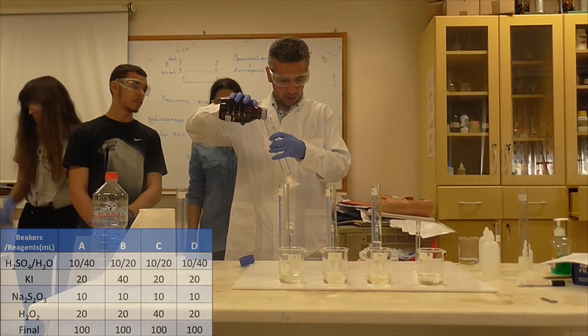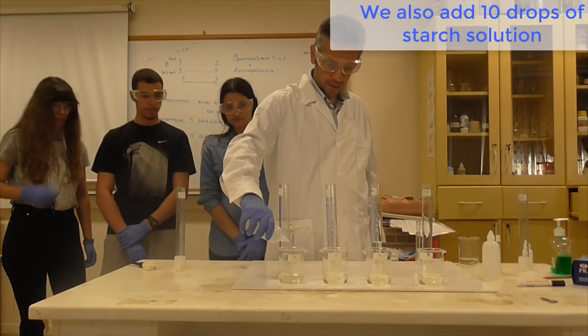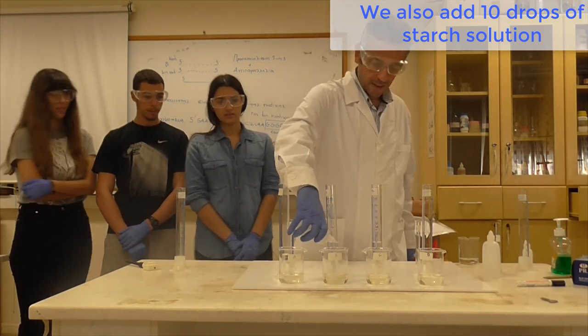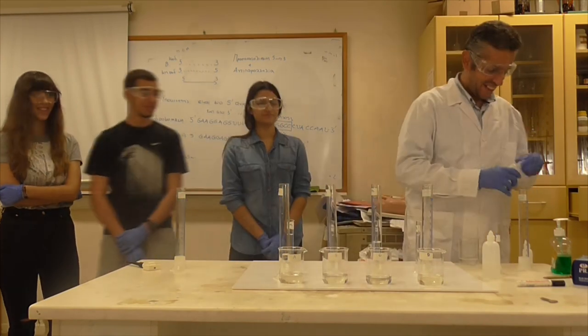Then we add 10 drops of starch indicator in each beaker. We add the hydrogen peroxide and sodium thiosulfate at the same time and we start our stopwatches.